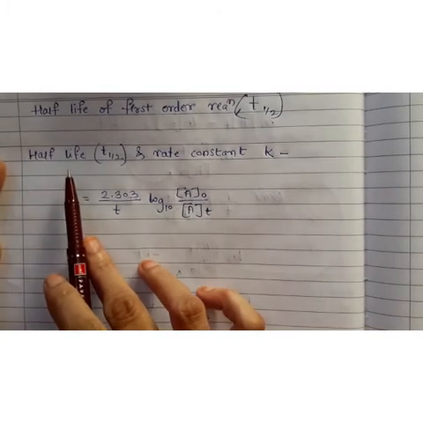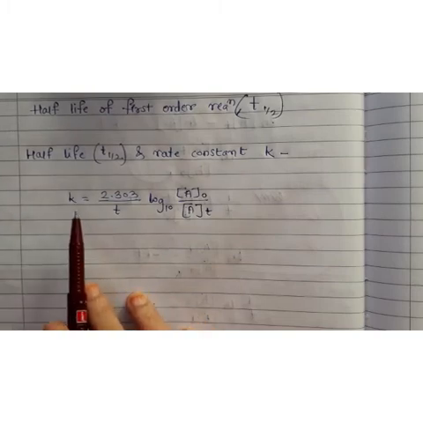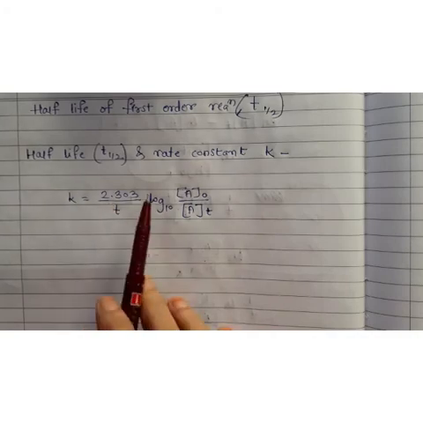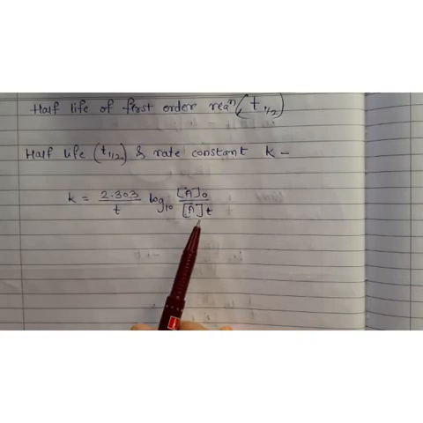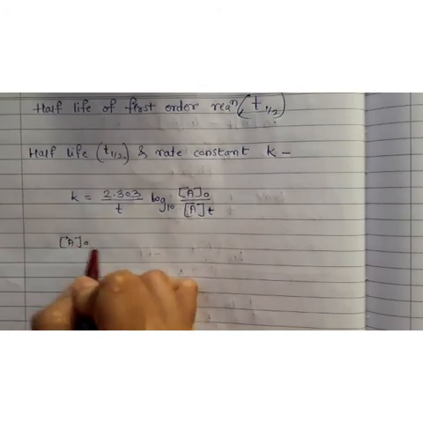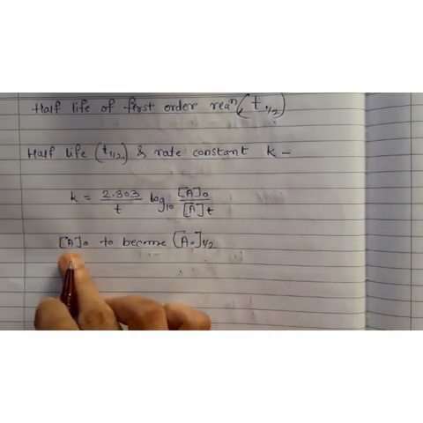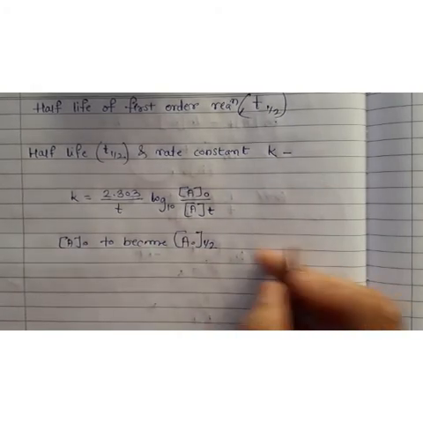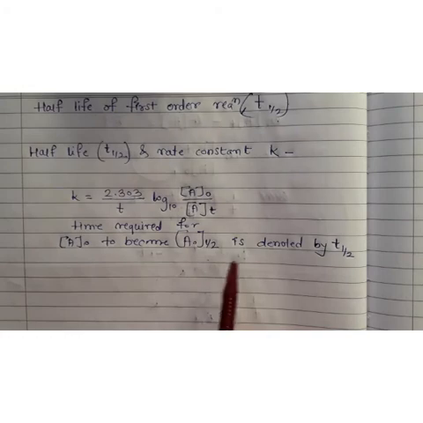So see the relationship between half life T half and rate constant. We have just studied the integrated rate law, K is equal to 2.303 upon T log to the base 10 A0 upon AT, where A0 is the initial concentration at time T equal to 0 and AT is the final concentration at time T. Now we have to see the time required for A0 to become A0 by 2. The time required for A0 to become A0 by 2 is denoted by T half.